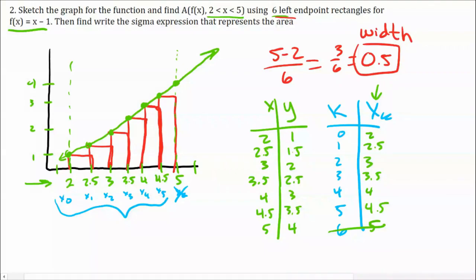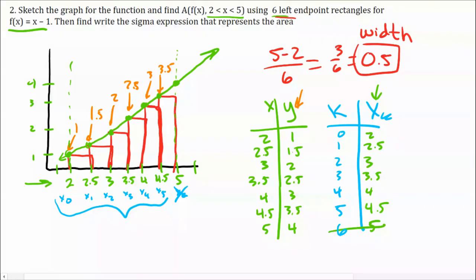Okay, so from there, we have our rectangles. We know our width of each of the rectangles. I'm just going to mark the heights of them, which we already know from my y values, but I'm just going to point them out on my graph. 1, 1.5, 2, 2.5, 3, 3.5. Those are all my heights.